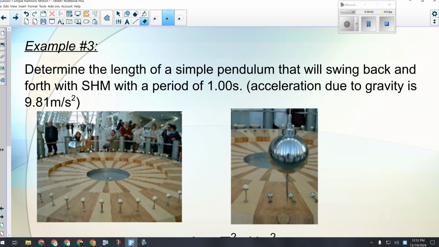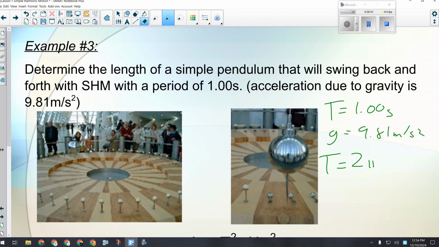I want you guys to try this one. Determine the length of a pendulum that swings back and forth with a period of exactly 1 second on Earth, where gravity is 9.81 meters per second squared. So this question gives us the period, tells us it's 1.00 seconds, gives us acceleration due to gravity at 9.81 meters per second squared. We know we're using this formula: T equals 2 pi times the square root of L over G.